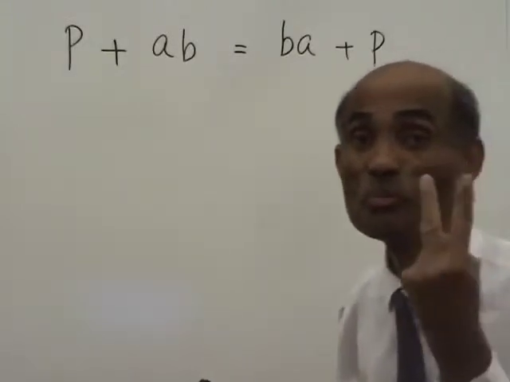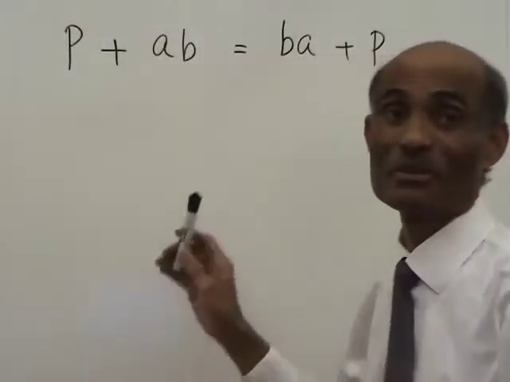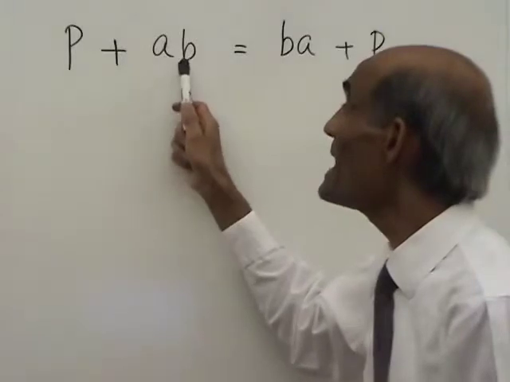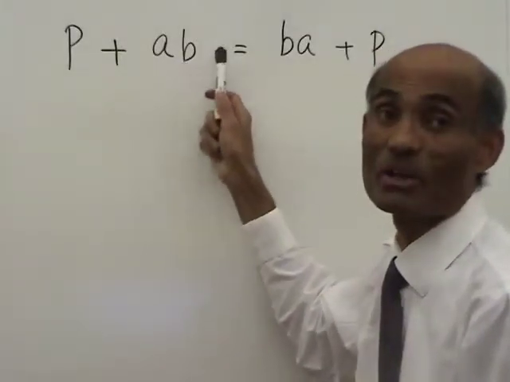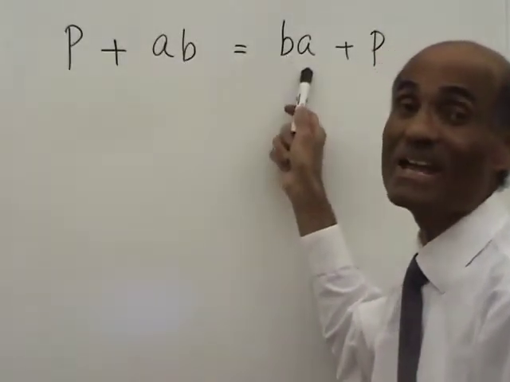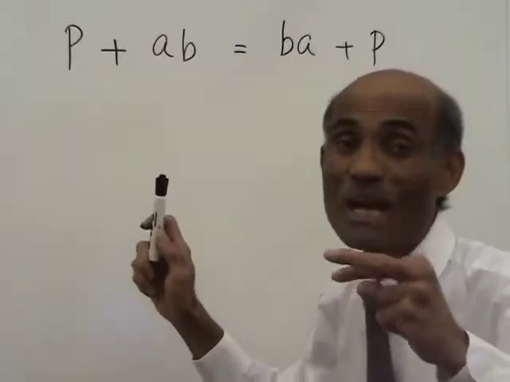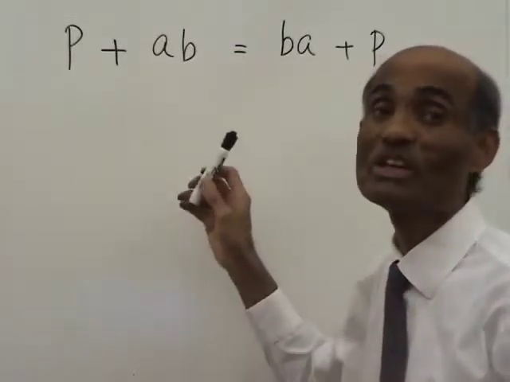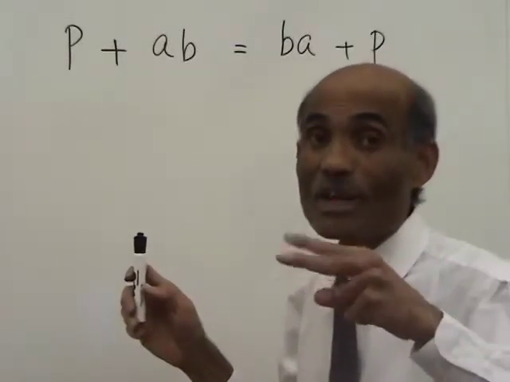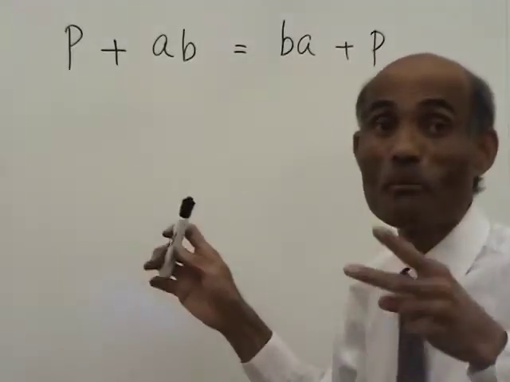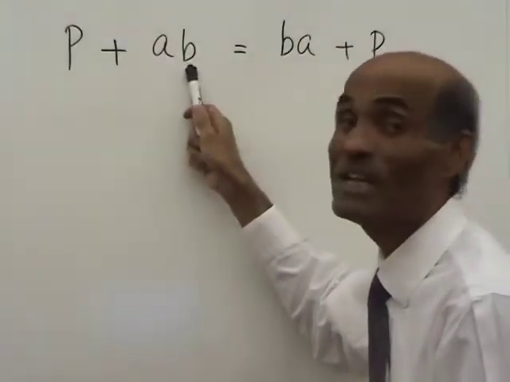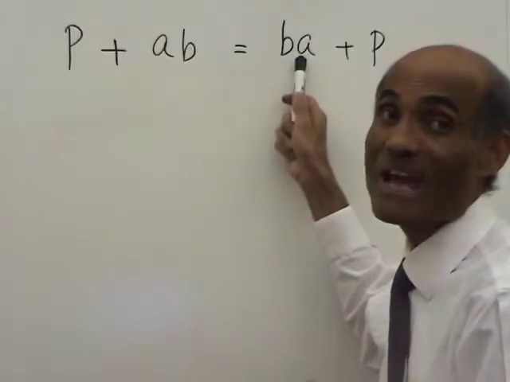Actually, I have used two properties here. You notice here, AB on the left side became BA. What is the property used there? The property is the commutative property of multiplication. AB is the same as BA.